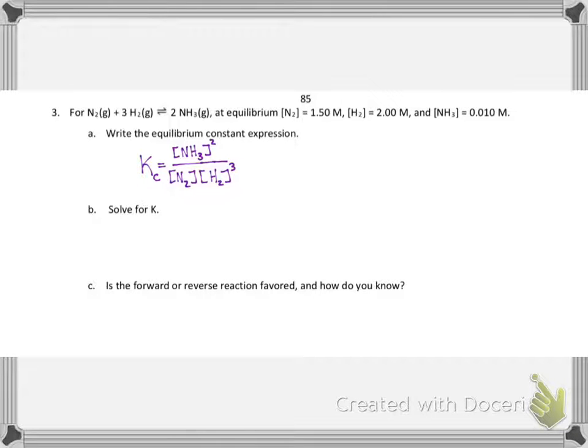All right, so the next part, they want us to solve for K, which means find out the numerical value. Well, that's easy. I'm just going to take the values of the concentrations that they gave me and plug them in to my K expression. And then you just plug it into your handy-dandy calculator. Yay for free response.